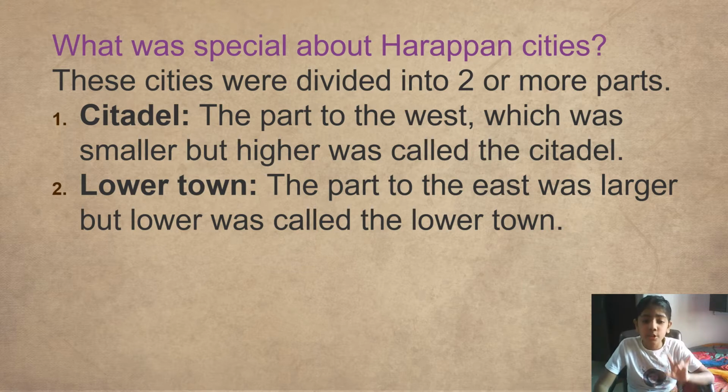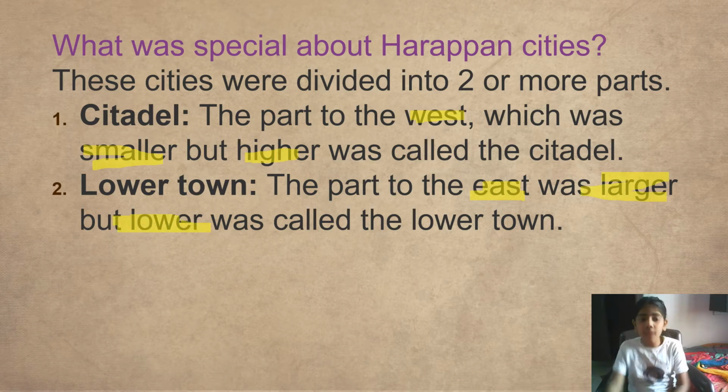Friends, normally when there are two, like boys and girls, one will be the boy, another will be the girl. In the same way, one can be west, another east, one south, another north. In this chapter we are only discussing two parts, though there are more. Two means one in the west, another in the east. One was smaller but higher, another is larger but lower.